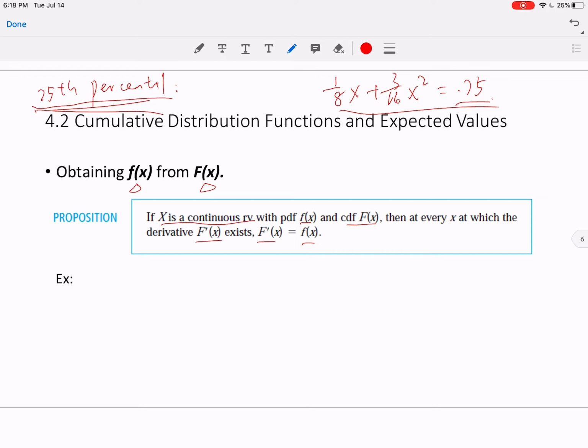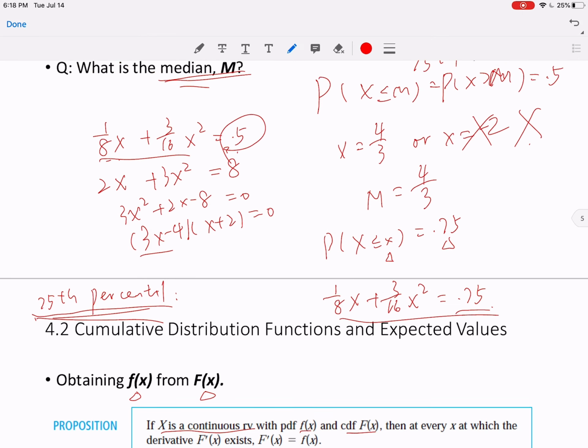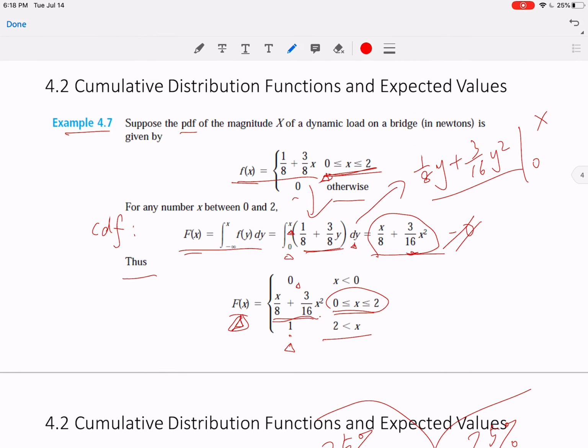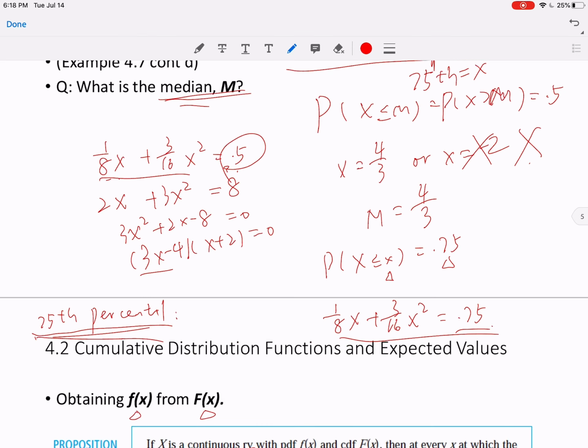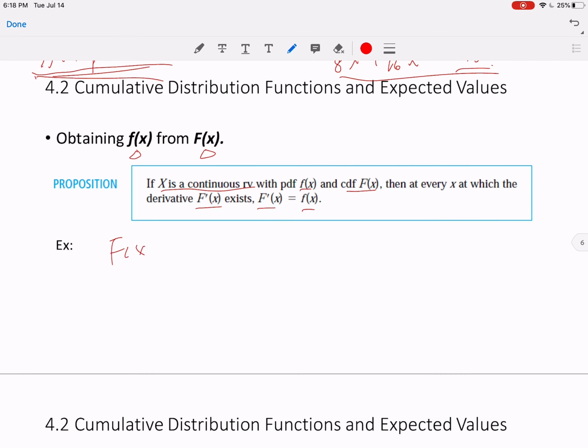Okay, now once this makes sense to you, let's take a look at the previous example. Based on what we got here, we know that f of x, if I gave you that f of x is equal to 1 over 8x plus 3 over 16 x squared, for x is greater than or equal to 0, less than or equal to 2, and then 0, x is less than 0, and 1, x is greater than 2.